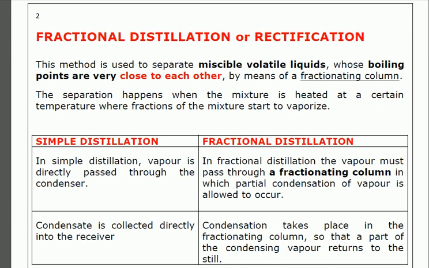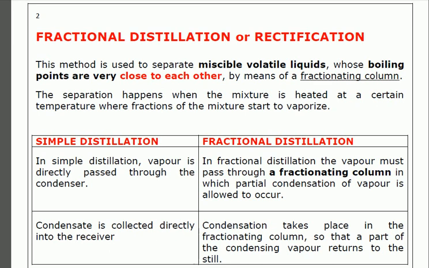Suppose a binary mixture, the boiling point of one is 25 and the other is 25.5, 25.9. So when the boiling points are this close, the separation becomes very difficult in case of simple distillation, right? So fractional distillation is used in this case.